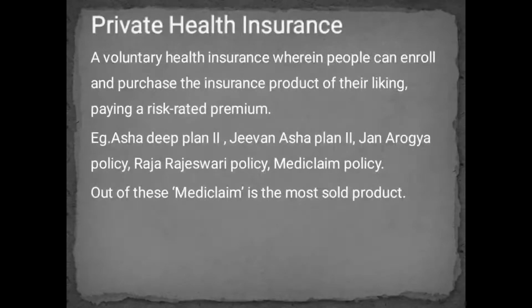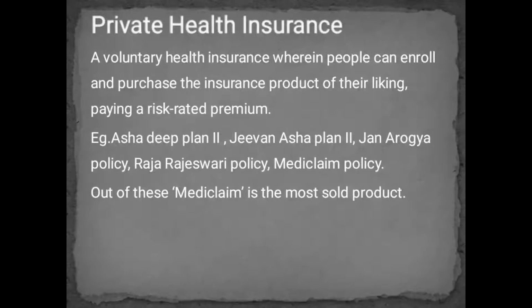Dear students, we were learning about health insurance. In the previous classes we have seen what health insurance is, and mainly we saw the types of health insurance. We are aware that there are three types: social health insurance, private health insurance, and community based health insurance. In the previous class we dealt with social health insurance, and now we'll be dealing with private health insurance, and after that, today itself, we'll also see community health insurance.